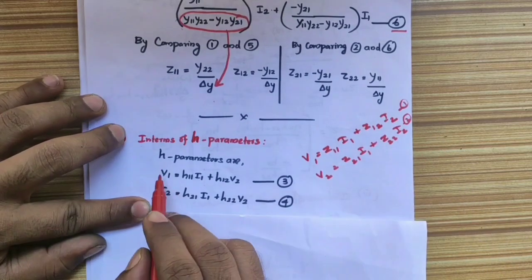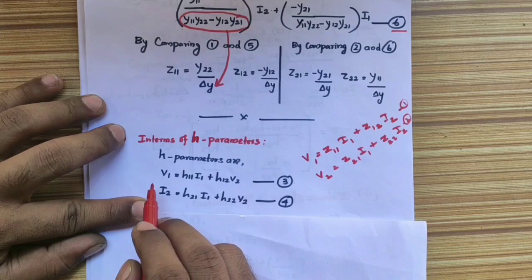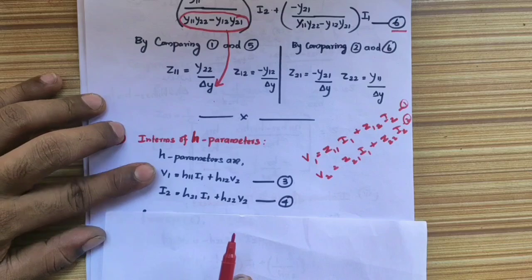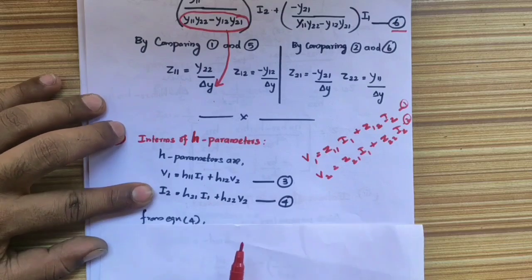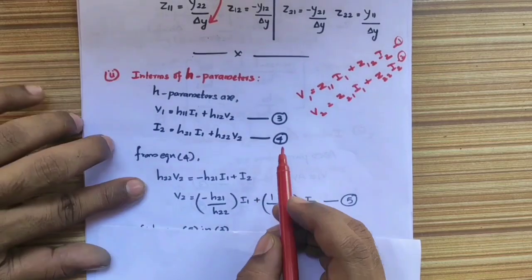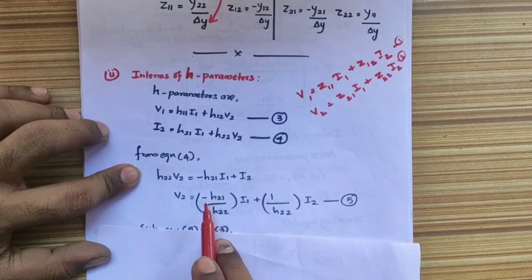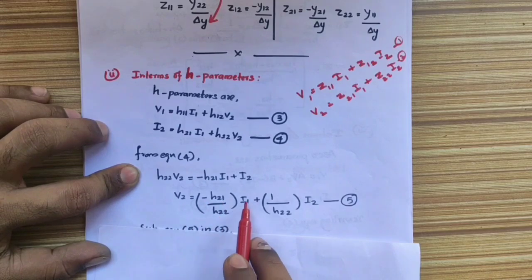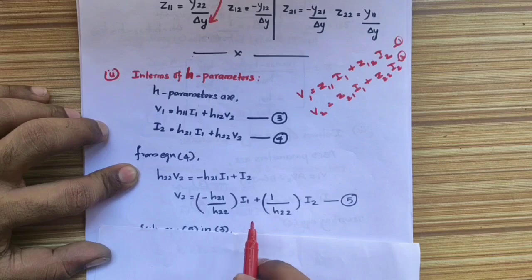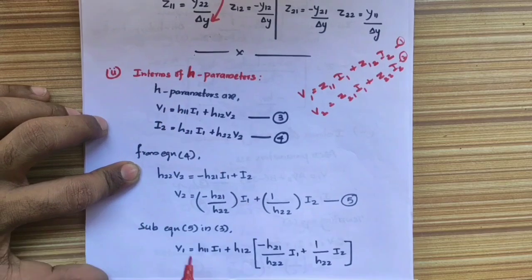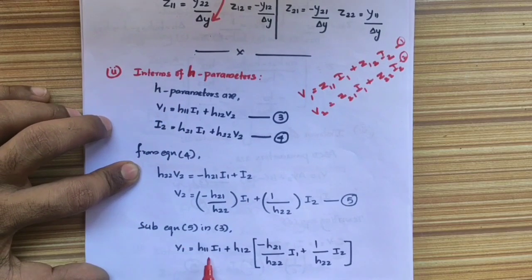Since I have different variables on my left hand side, I am not going to use Cramer's rule. If I use Cramer's rule, it will complicate the derivation. So I am going to use the substitution method. I am taking equation number 4, from which I write V2 equal to minus H21 divided by H22 of I1 plus 1 by H22 of I2. Now I am substituting this equation number 5 in equation number 3, so that I get V1 equal to H11 I1 plus H12 of this term, which is V2.